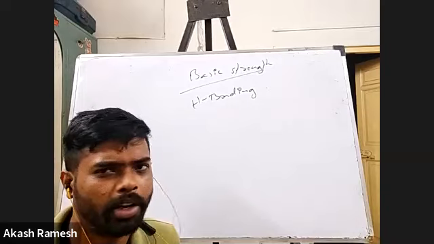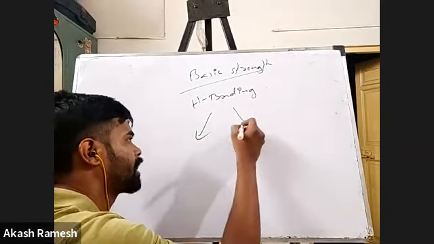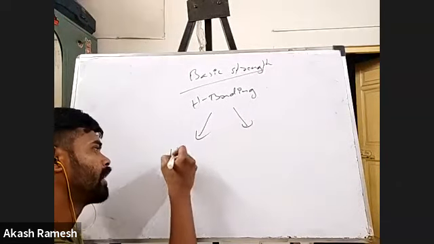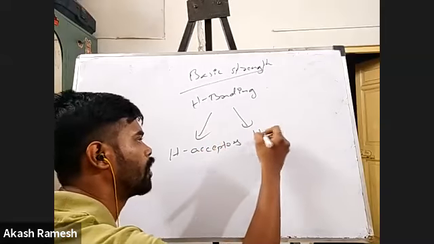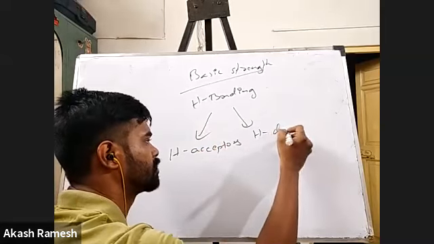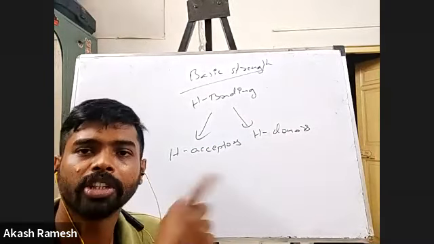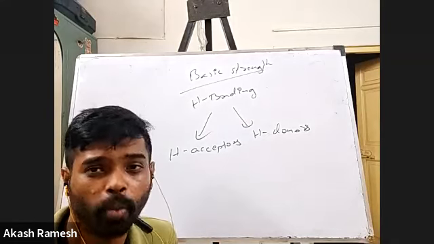Okay, for now we'll concentrate only on hydrogen bonding. For hydrogen bonding to happen, I require two things. The first one is what are called hydrogen acceptors, and the other one is what are called hydrogen donors. For hydrogen bonding to happen, these two should be there. The best example I can give you is water.